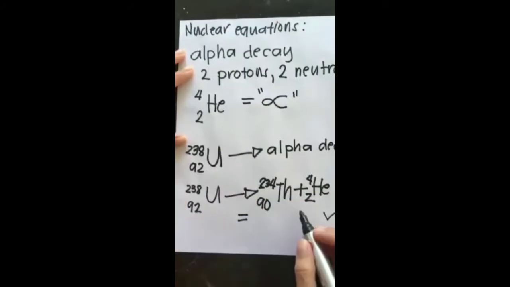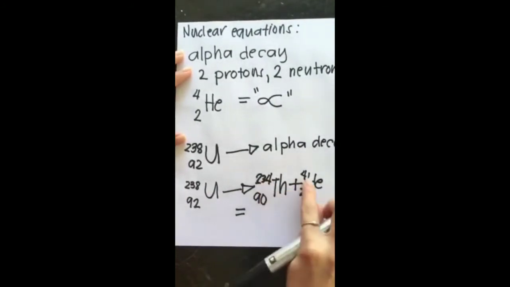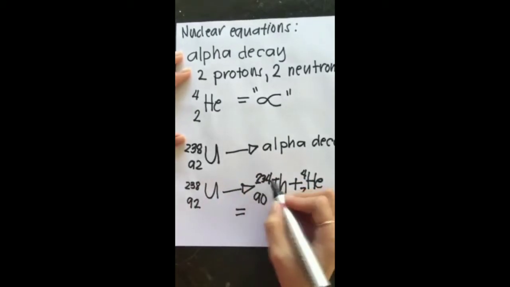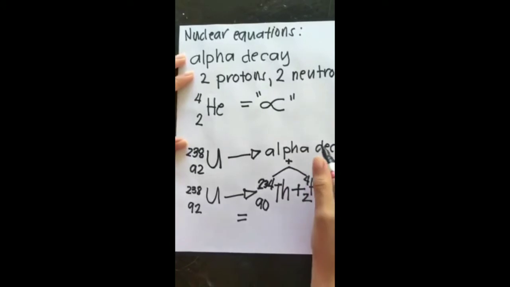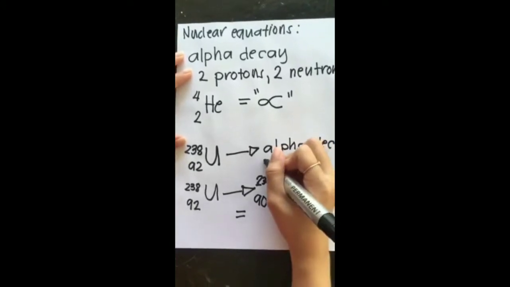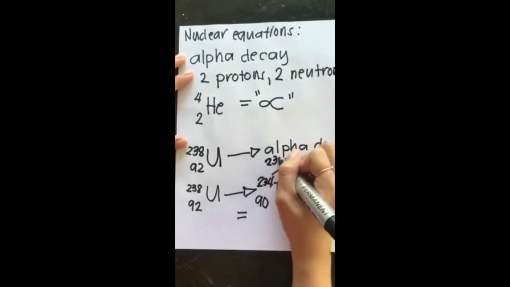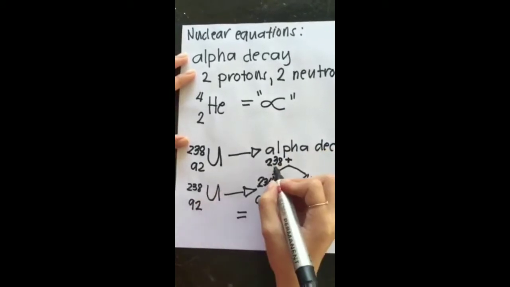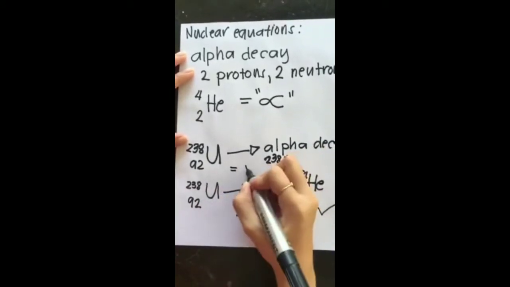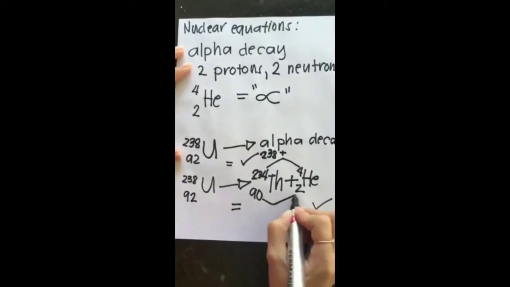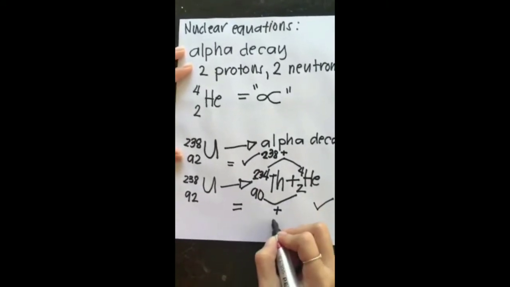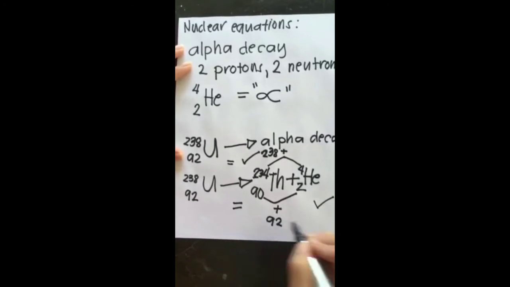In order to check if it is equal, we must add on the right side 234 and 4, which will be 238. So it is equal. Same goes with the atomic number. Let's add 90 plus 2, which is equal to 92.